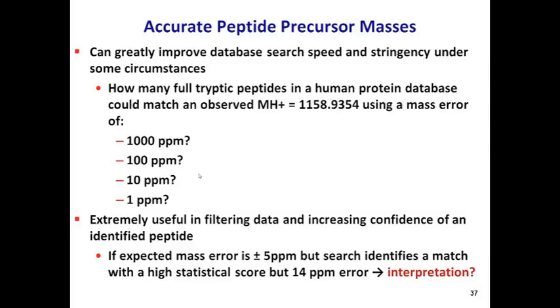Mass accuracy is extremely useful in filtering data and increasing the confidence of an identified peptide. If I obtain a mass analysis with a mass error of about 5 parts per million or less, and I identify a peptide by a sequence search, and the mass error is 14 parts per million, this is almost certainly an incorrect identification. Either that or my mass accuracy is not as good as I think it is.